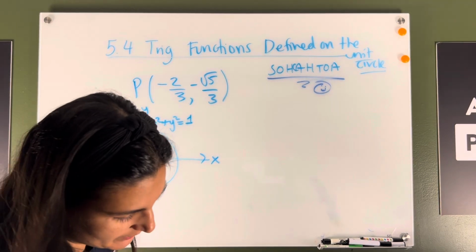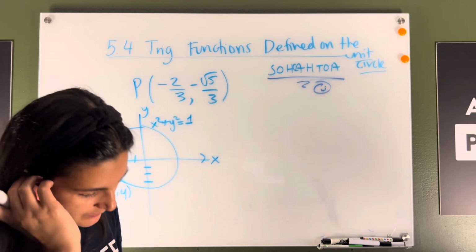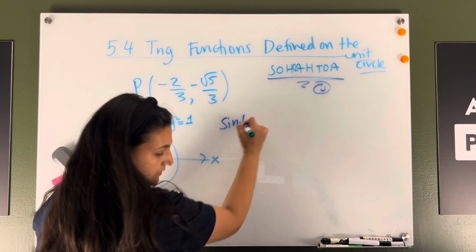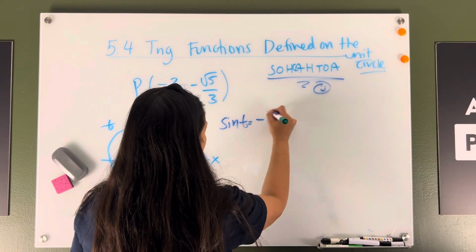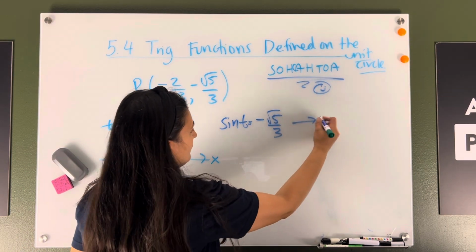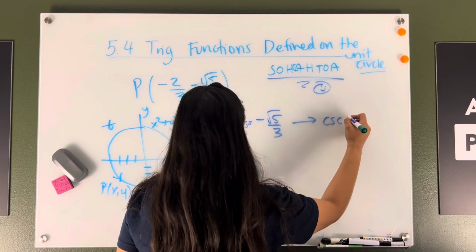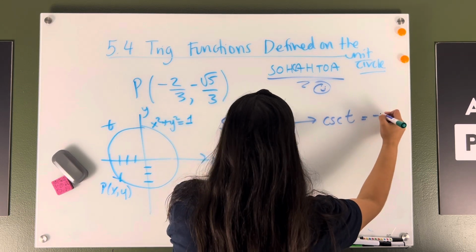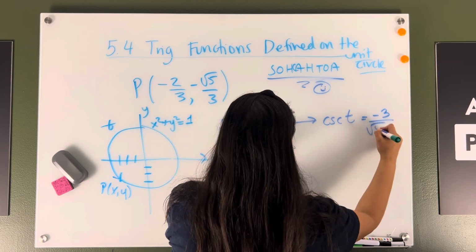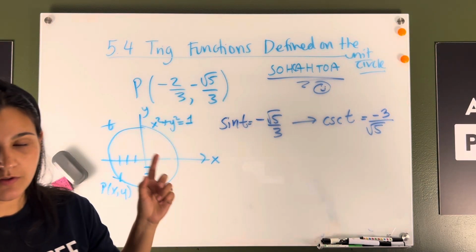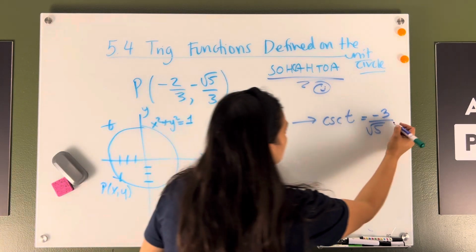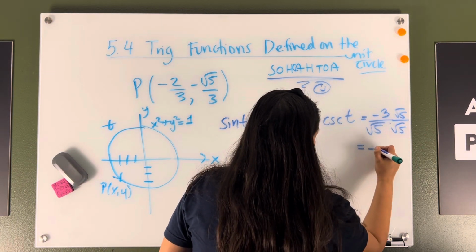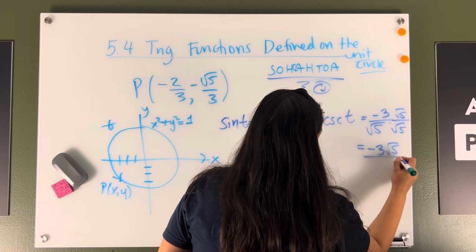Okay, shouldn't have erased that because you're gonna get the inverse functions. When we did sine of t, we got negative square root of 5/3. So therefore, cosecant, which is the inverse of sine, would be the flip of this. So it would be -3 over square root of 5. Of course, we have a square root in the denominator, so we want to rationalize that. So we're going to multiply by the square root of 5 on top and bottom. That'll give us -3 square root of 5 over 5.